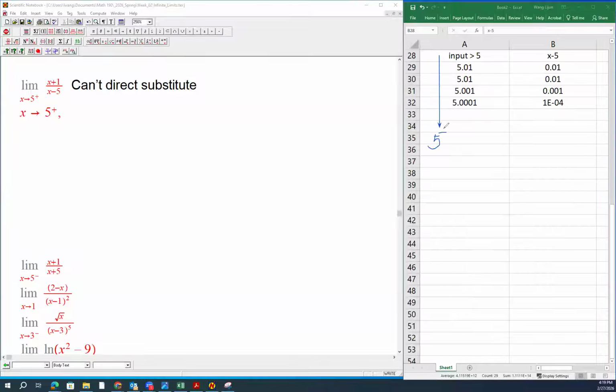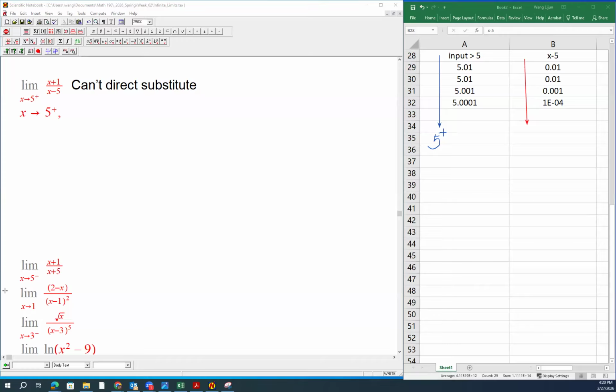That direction. So we keep choosing numbers as close to 5 as possible. The output, okay, the x minus 5, not the total output yet. X minus 5, which is the denominator, is approaching what? It's getting closer and closer to 0.